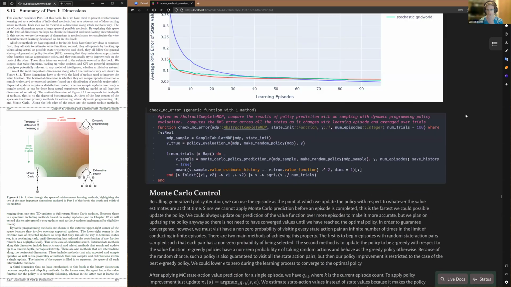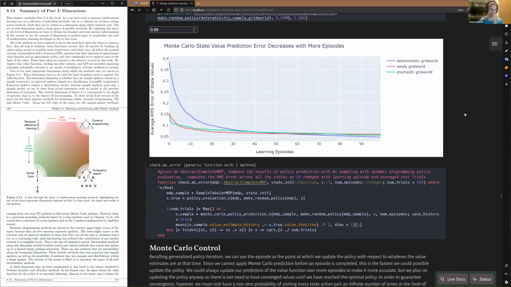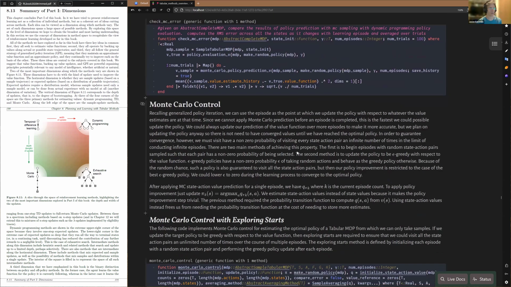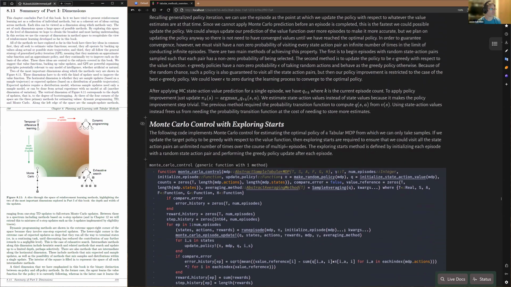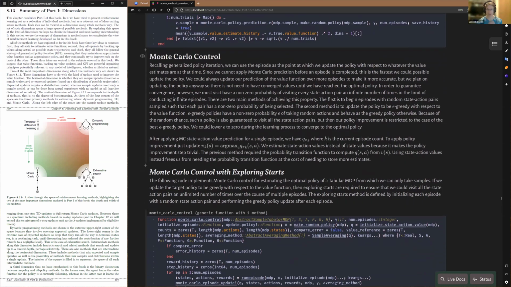So, that's just using the Monte Carlo sampling to evaluate a given policy. In the case of finding the optimal policy, we're actually just going to do the same thing again of this generalized policy iteration, where we start with a policy, we use the Monte Carlo sampling to estimate the value function for the policy, and then we just update the policy with policy improvement, just like before.